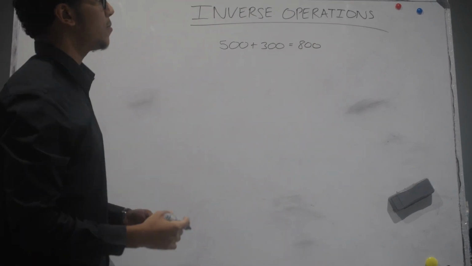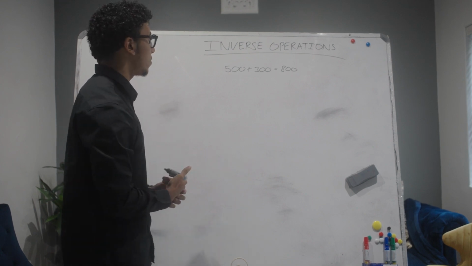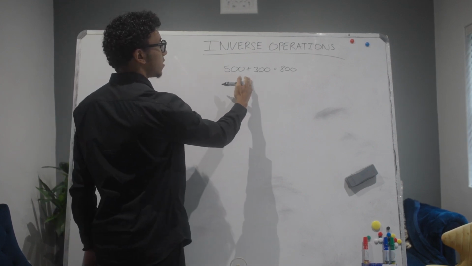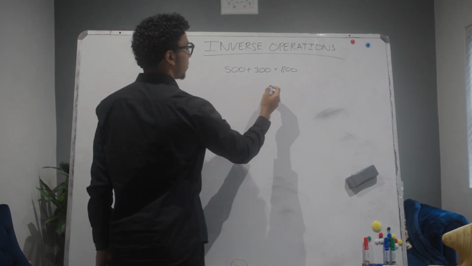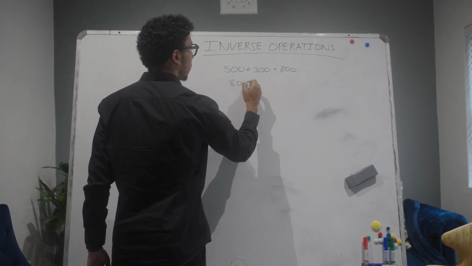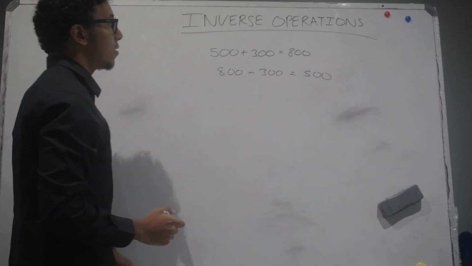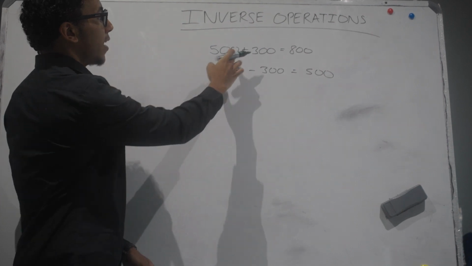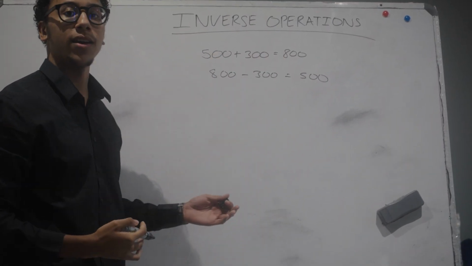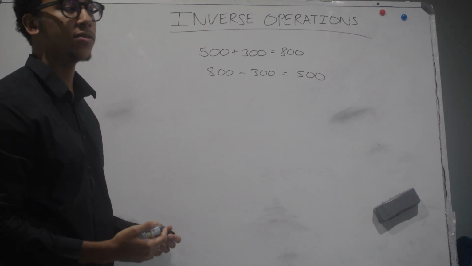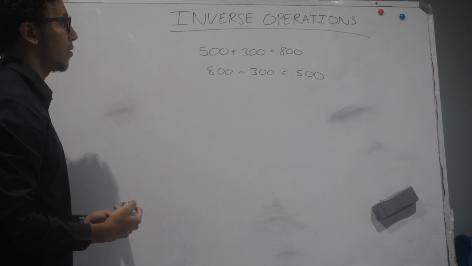But how do inverse operations work? How can we reverse that to get back? In addition, the inverse operation of the plus is the minus. So if we take 800 minus 300, that will give us 500. The same way that we added 300 to get 800, if we minus 300 from that, we'll get back to where we started. That's addition and subtraction, and how they work.